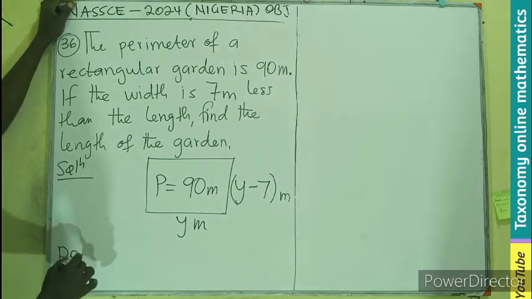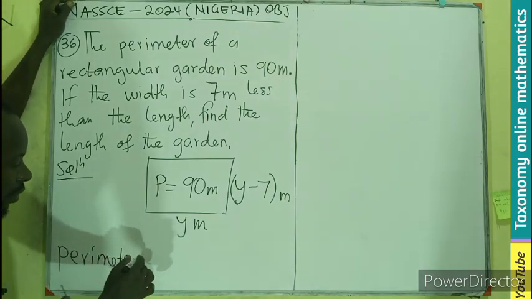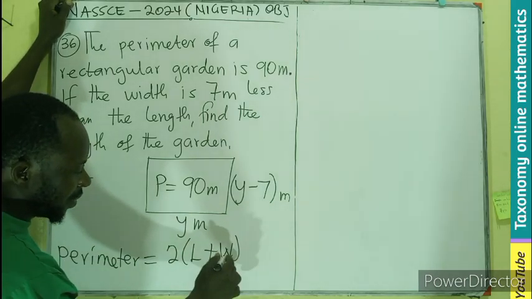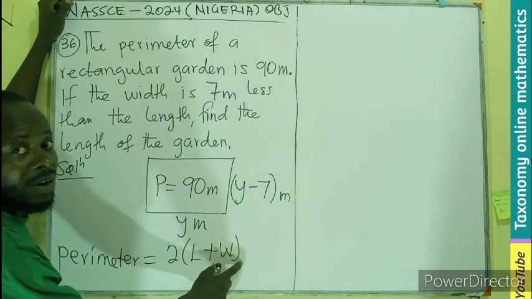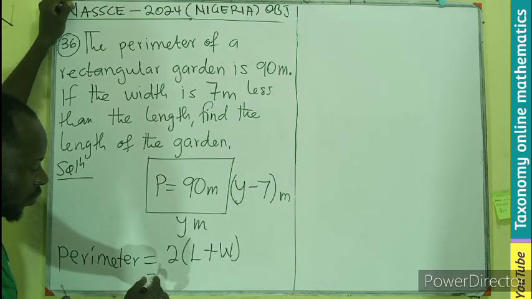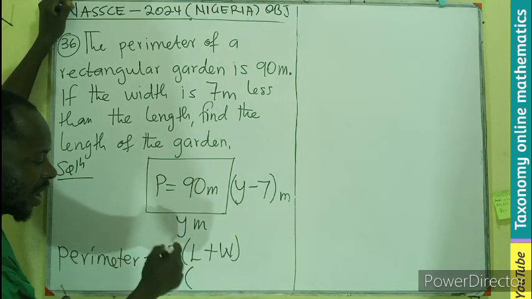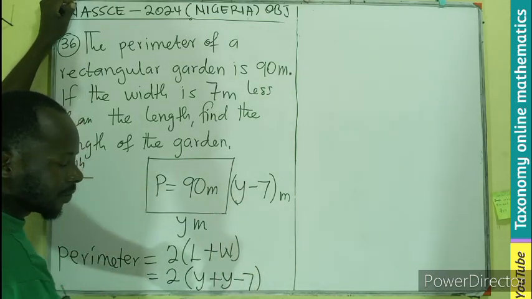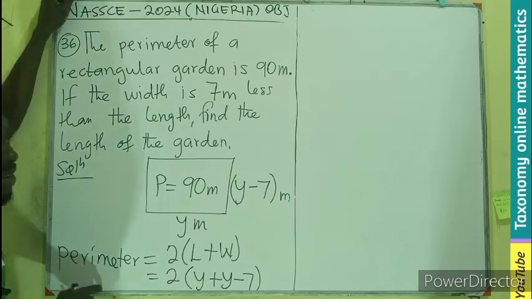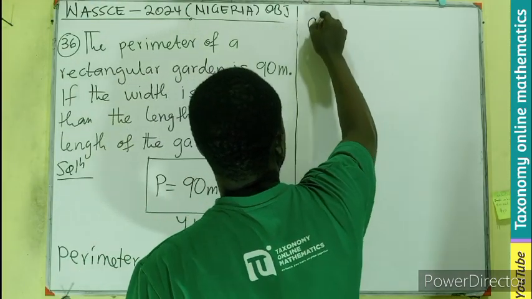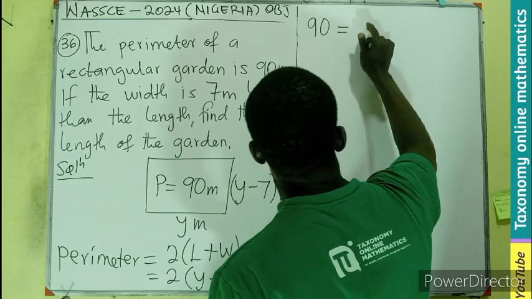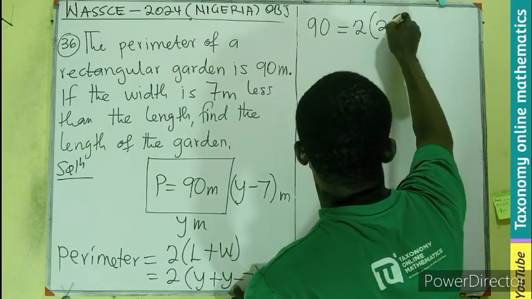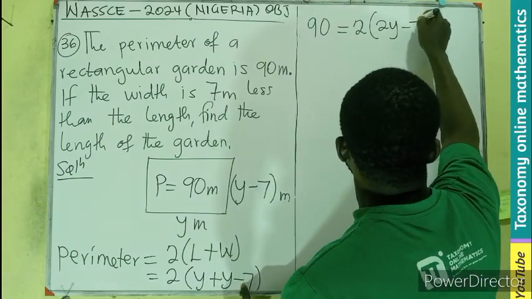We know the perimeter of a rectangle is given by 2 times the length plus the width, meaning 2 of the length plus 2 of the width. Alright, so fast forward, we can say 2 into bracket the value of the length plus the value of the width, which is y minus 7. But don't forget the perimeter has been given as 90 meters. So that would be 90 equals 2 into bracket y plus y, that will be 2y minus 7.